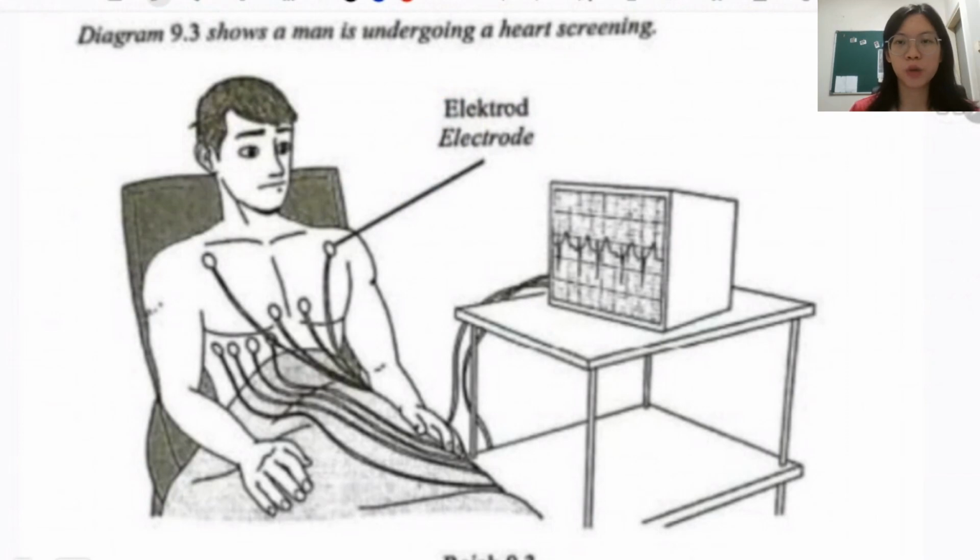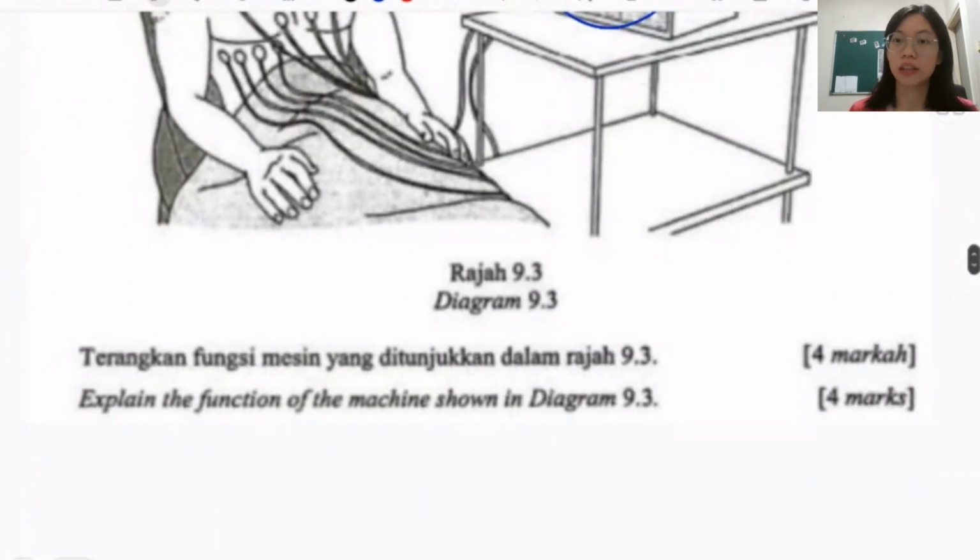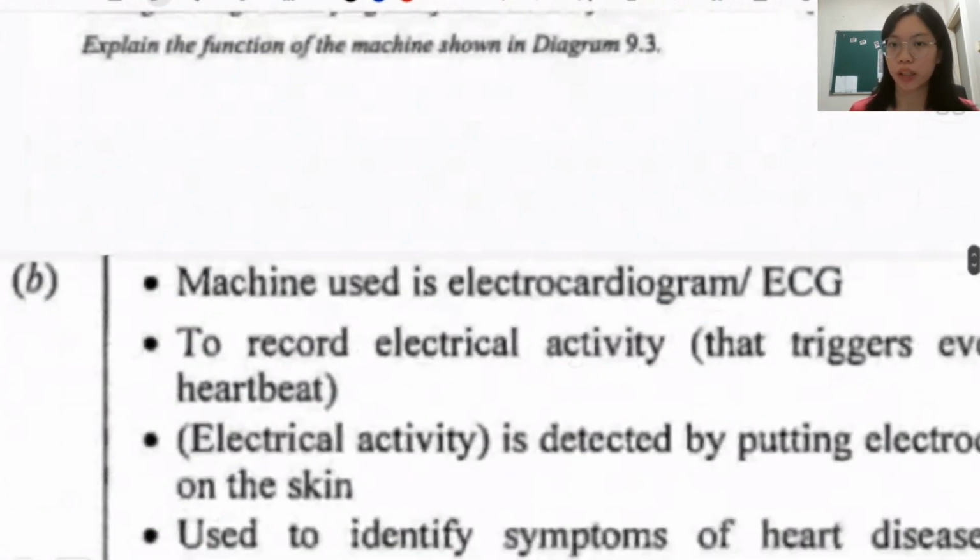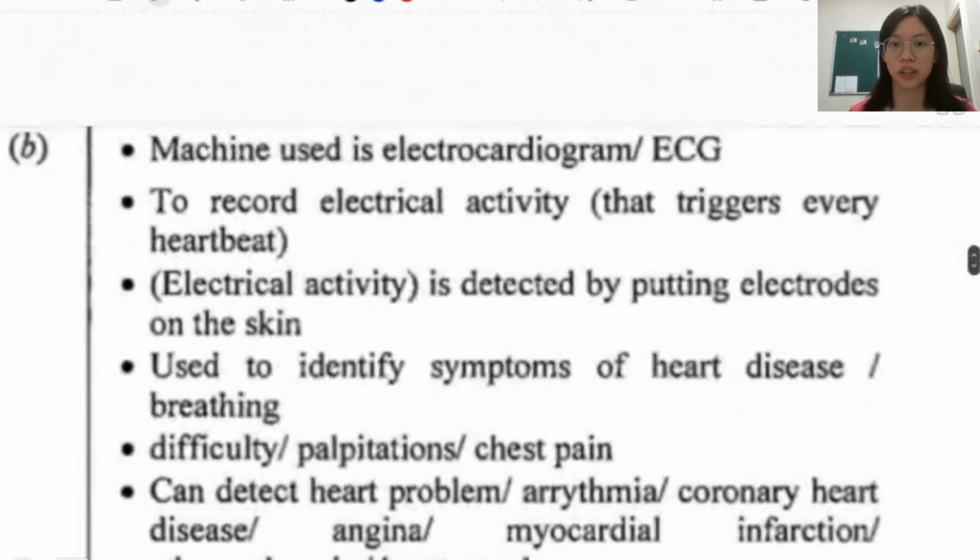So the reason why they need this is that the doctor will analyze it, they know how to read it. When they analyze it, they will identify whether you have a slower heartbeat or an irregular heartbeat. Then they can diagnose what heart disease that person has. So this is the main reason why we use an electrocardiogram. That's basically its function, to identify whether the person has a heart disease.